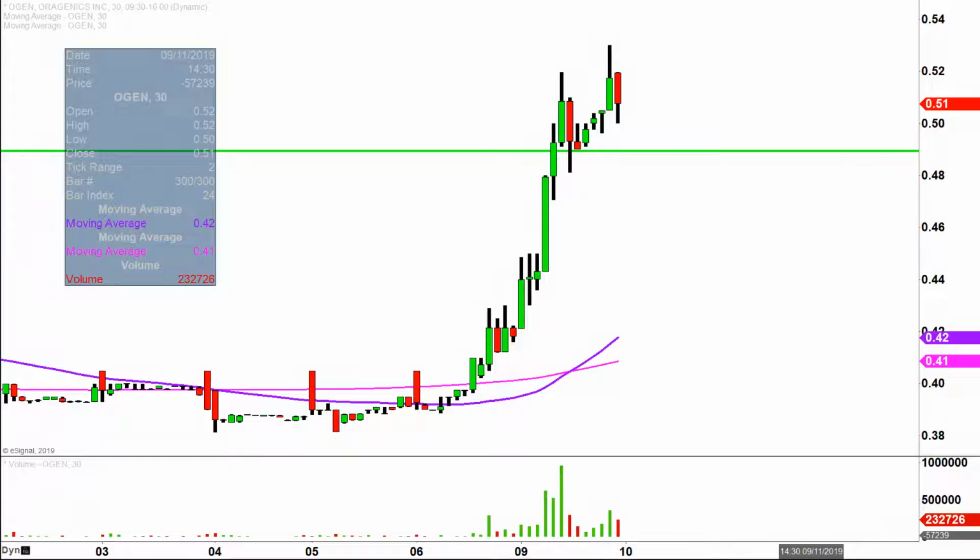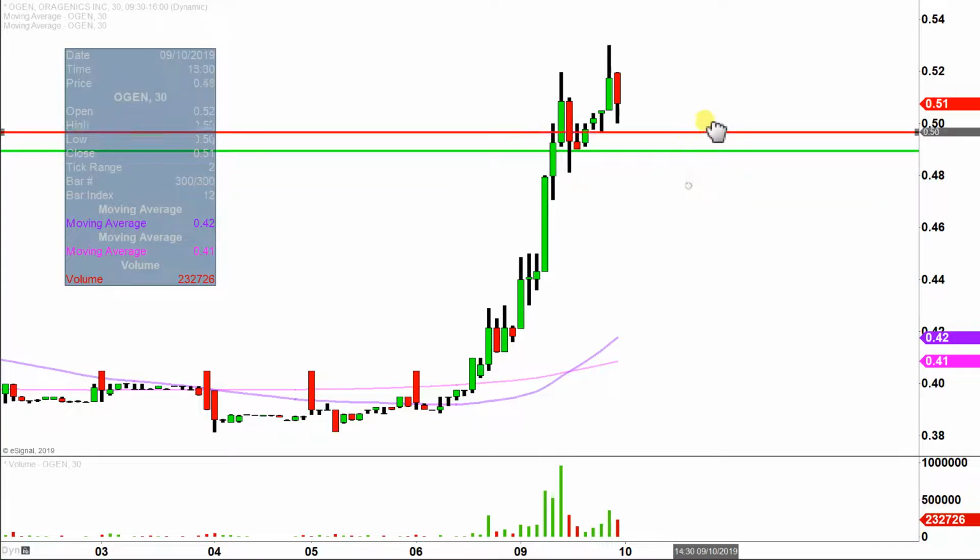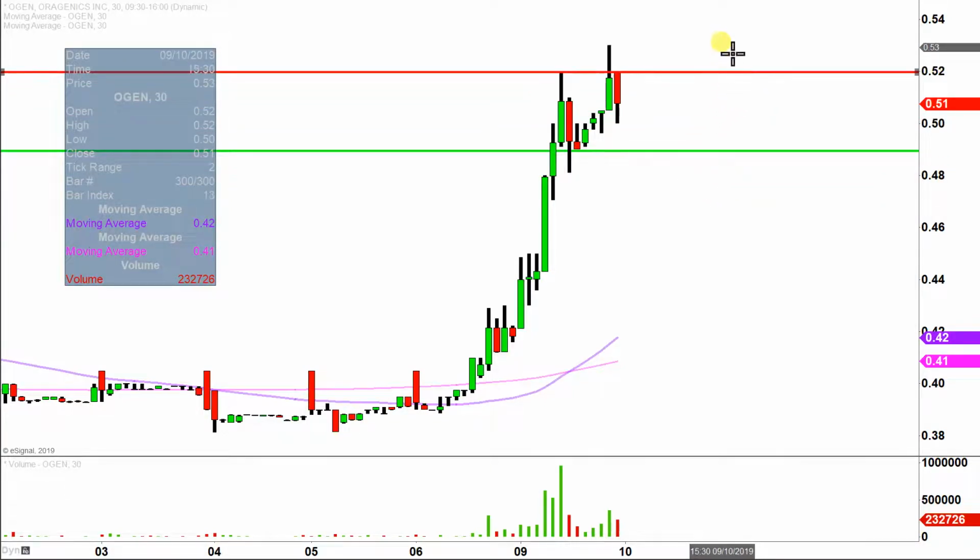What about levels of resistance going into Tuesday? Overall level of resistance, keep a close eye on, is going to be right up there at 52 cents. I realize the price did technically go slightly above it, but for the most part, the general price congestion area is definitely right there at 52. Although resistance levels really don't matter.